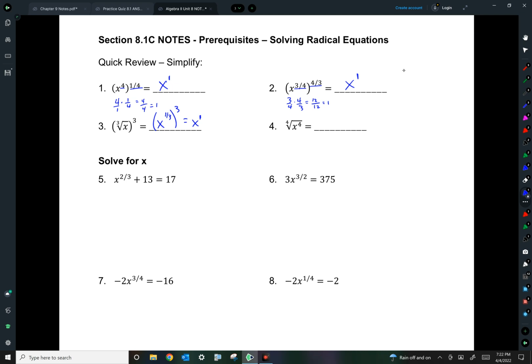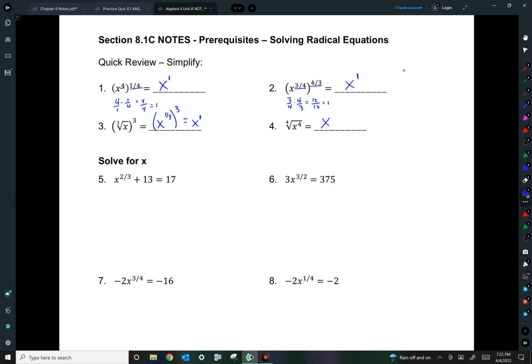And so what I wanted to point out is if you cube a cube root, it's kind of like the cube just cancels the root. Same thing over here on number 4. Since you've got the fourth root of something to the fourth, it's kind of like the fourth root just cancels the 4 and you just get x. So with that in mind, on number 5, if I want to solve for x, there's two things I have to do. First, I want to get rid of the 13, and then I'm going to have to figure out how to get rid of the 2/3.